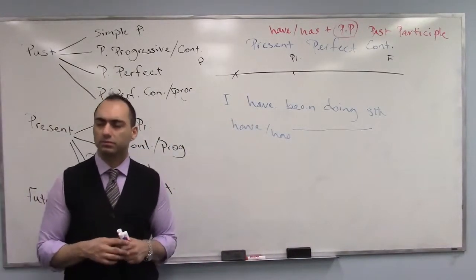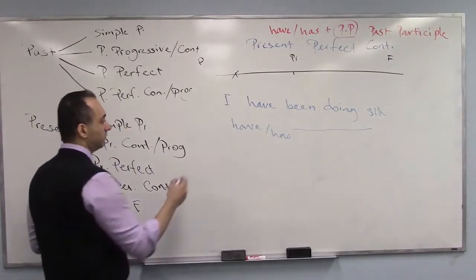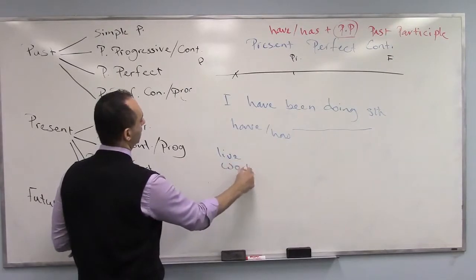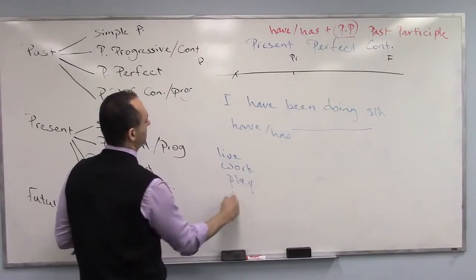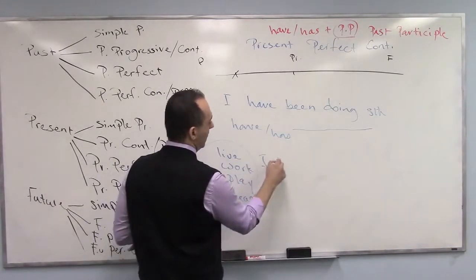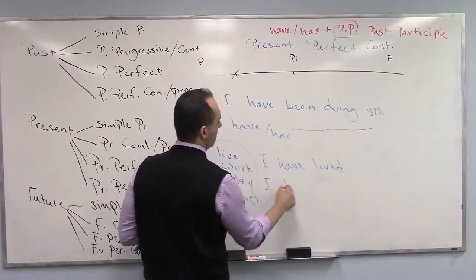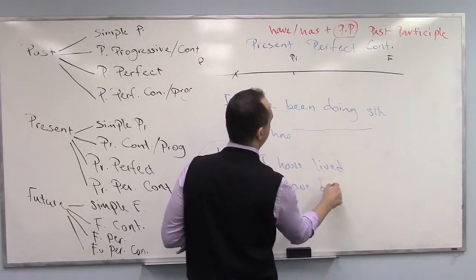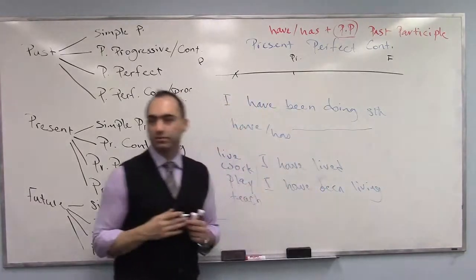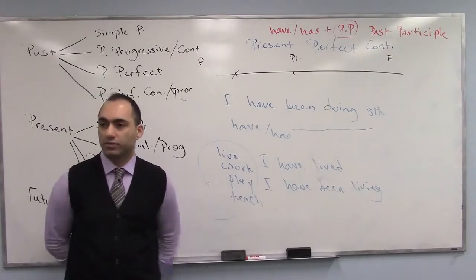With some words such as live, work, play, teach, I have lived and I have been living could be very similar. Like, I have taught English for 20 years, I've been teaching English for 20 years.